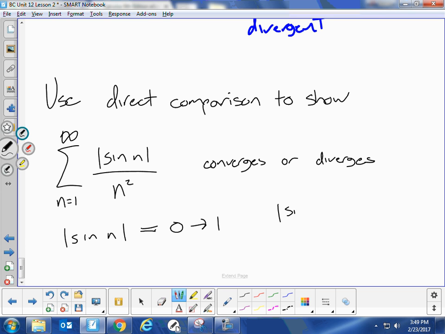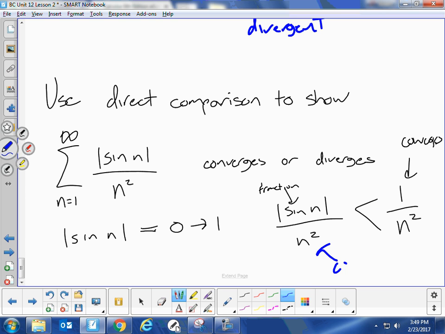Well, if I compare this to 1 over n squared, which I know converges because it's a p series with p greater than 2, we can tell, since this is going to be like a fraction in the numerator, my numerator is going to be smaller, that this ends up being a smaller series than 1 over n squared. Since 1 over n squared converges and the absolute value of sine n over n squared is less than 1 over n squared, I also know that this converges.